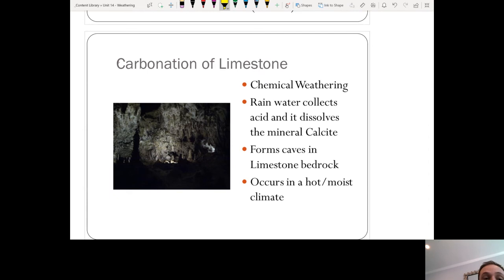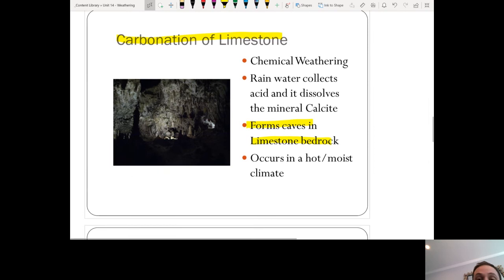Basically, the carbonation of limestone is how we're going to have caves forming in and around the United States. Caves form in limestone because limestones react with acid. Limestone contains the mineral calcite. This is mostly going to happen in a hot, moist climate.